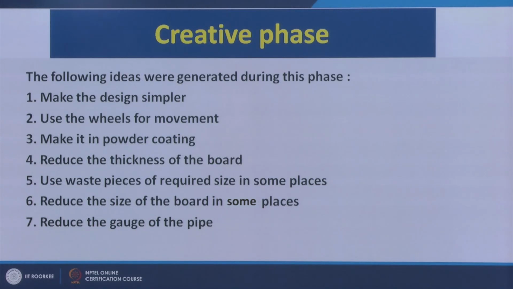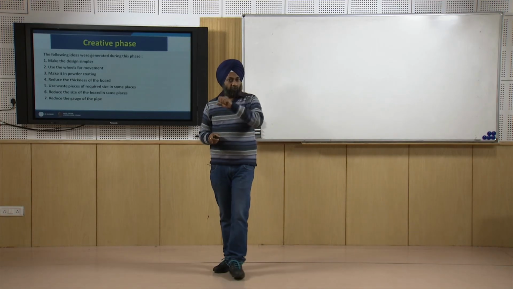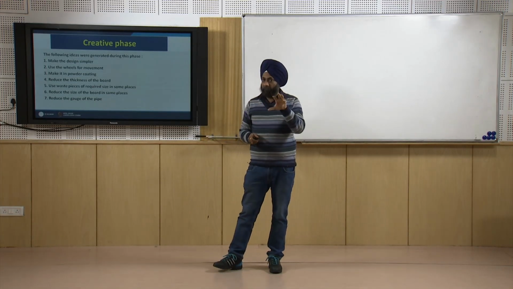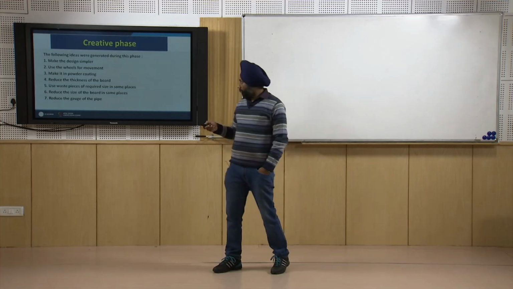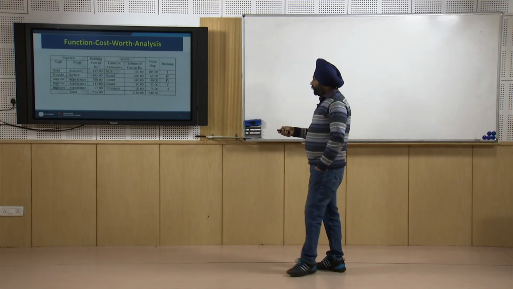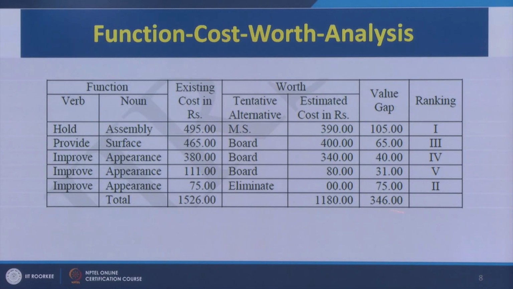So these are some of the options available, but we have to select only those options in which the performance is not getting compromised. Now here we can see this is again the value gap that can be calculated. We have functions, again hold assembly, steel frame. So this is A, B, C, D, E, 5 parts are there. So existing cost is also given. Up to this, information has already been projected. The overall cost is 1526. Now the worth is also calculated.